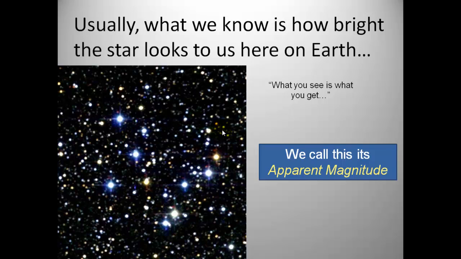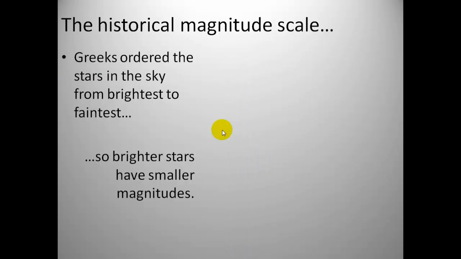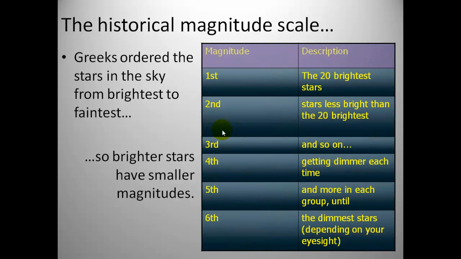Now, with the magnitude scale, they ordered the stars in the sky from the brightest to the faintest. The brightest stars had small magnitudes. Dimmest stars had very large values for the magnitude. So the first magnitude ones were basically the 20 brightest. The second magnitude were the stars less bright than the 20 brightest, and so on. The sixth magnitude stars were ones that you could barely see without a telescope or binoculars. So that's the way it works.